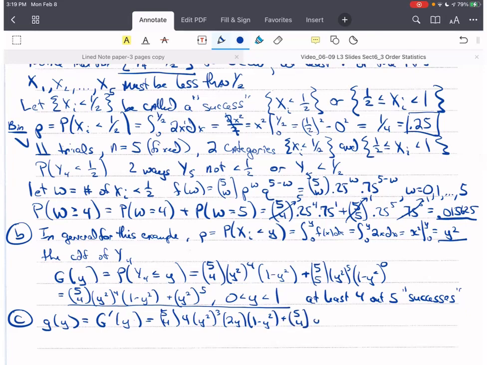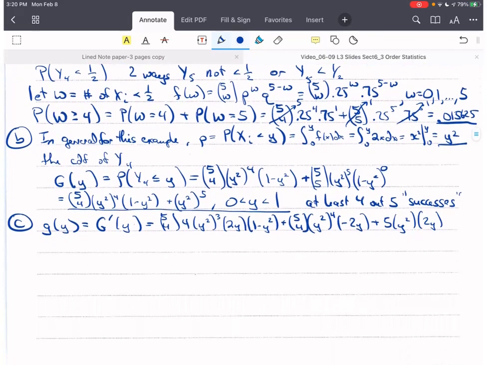Then plus, I still have 5 choose 4. Now I leave the first one alone, y squared to the fourth, and then I take the derivative of 1 minus y squared, which is negative 2y, because it's to the first power. And then I take the derivative of the second term, y squared to the fifth. That's going to be 5 times y squared to the fourth, and then times 2y using the chain rule. Now, I'm going to simplify this in a specific way. I'm not going to simplify this like you might, because I want to come up with a general formula. So we're going to use some manipulation here that is in hindsight.